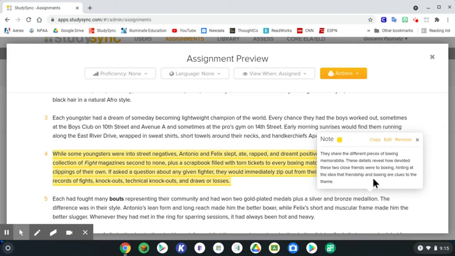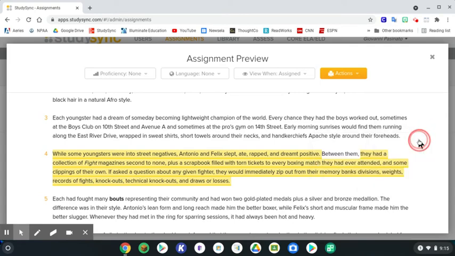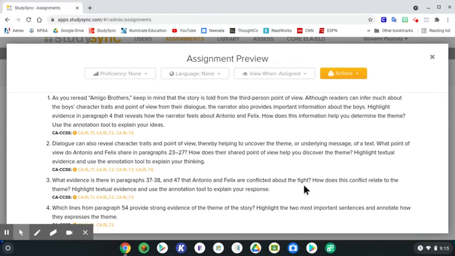So, subject matter, this story, subject topically, it is about friendship. We're looking at these two boys. And then number two, it's about boxing, this sport, which they are both involved in. Closing that down, now let's go check out question number two.